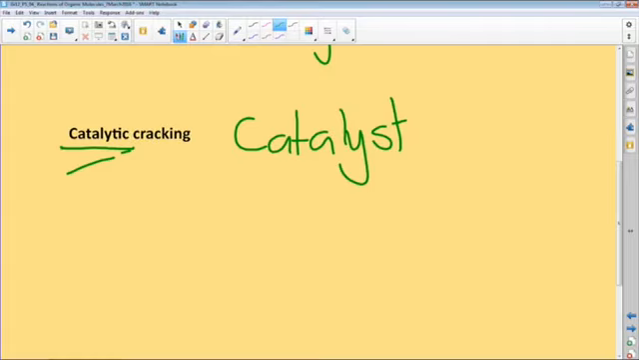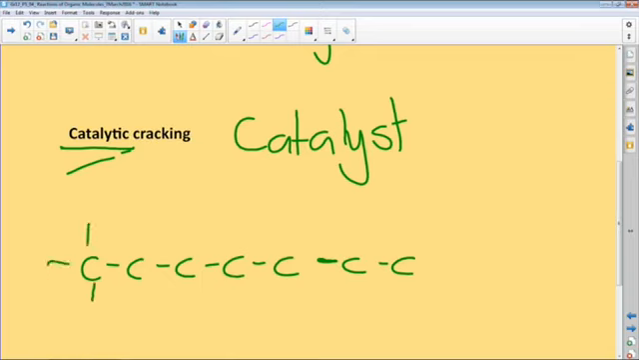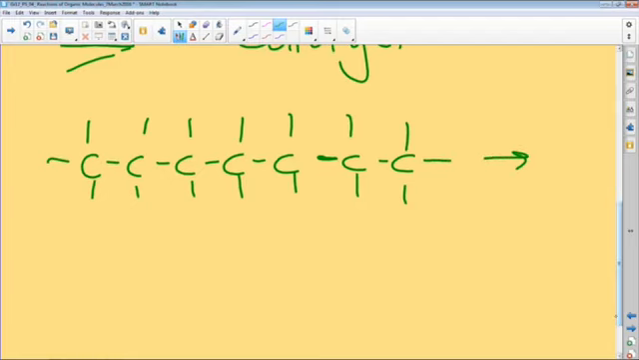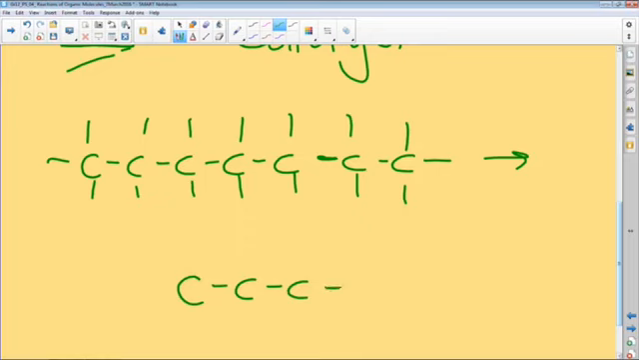Okay, so cracking means, just as an example, we've got 1, 2, 3, 4, 5, 6, let's make this 7. Okay, and I'm not going to draw the hydrogens. So here I have heptane, and now we crack it. And whenever cracking happens, you must get at least one alkene. So they'll say to you in an exam, for example, that one of the products formed is butane. Okay, and then they say to you, what is the other product formed?